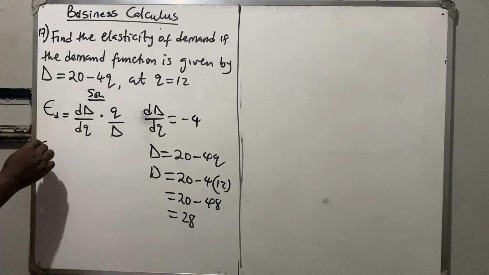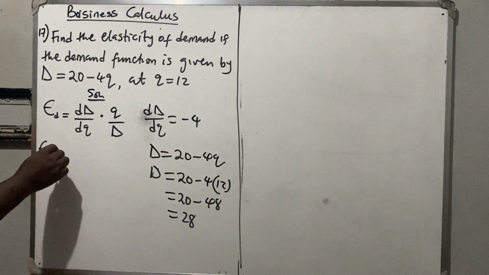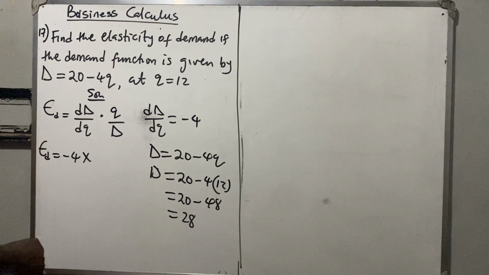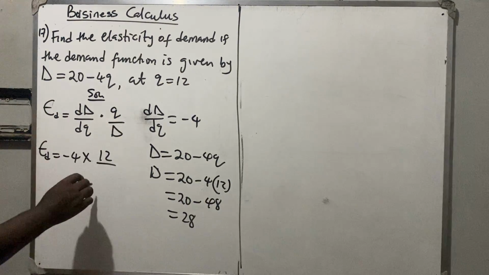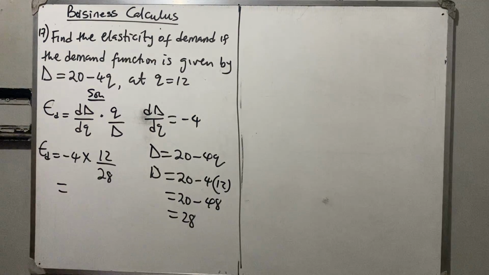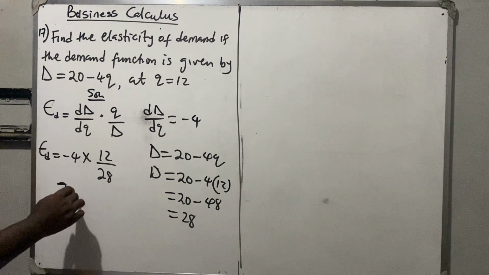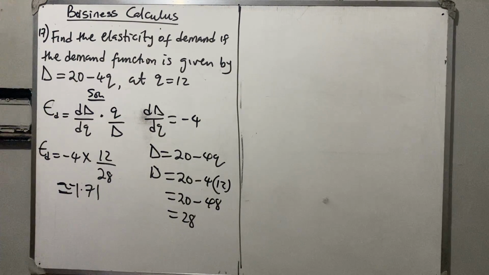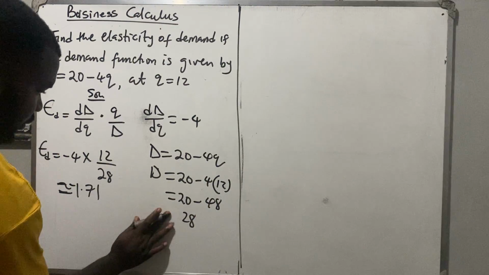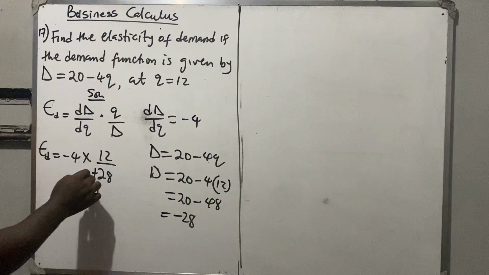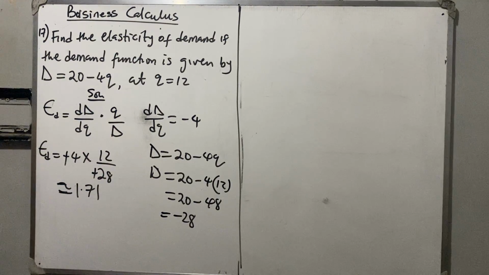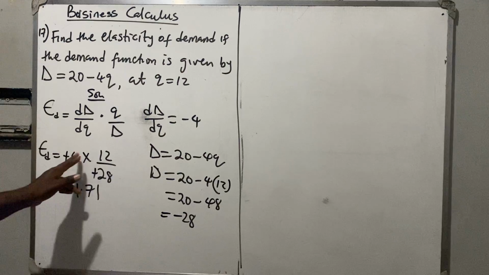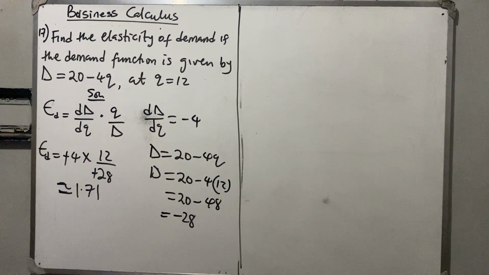If you now put it here, the elasticity of demand will be minus 4 multiplied by our Q, 12, over our D, 28. If you do everything, you are going to have approximately 1.71. That is 4 times this, minus 1.71. You can check your own to see if it is correct. The minus sign has taken care of this, so my answer is just 1.71. You can do it, this divided by this, and check what the answer gives you. And that is all for that.